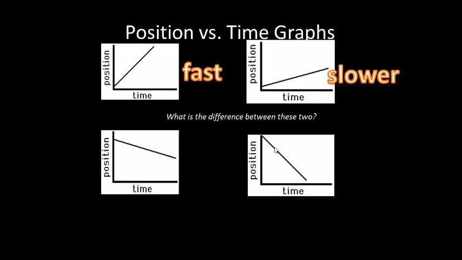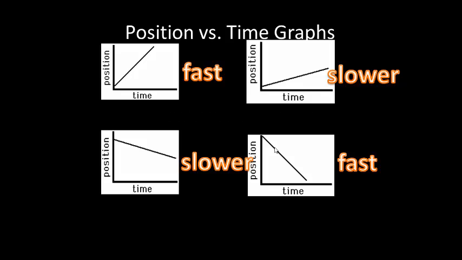How about these two? This time, the graph on the left is showing a slower velocity. The graph on the right is showing a faster velocity. The way that we can tell slow versus fast, again, is by how steep the slope of the line is. We'll compare these two graphs together.